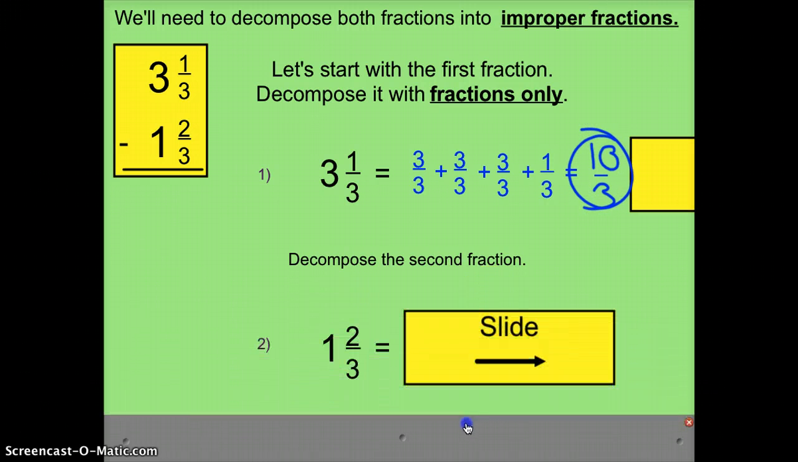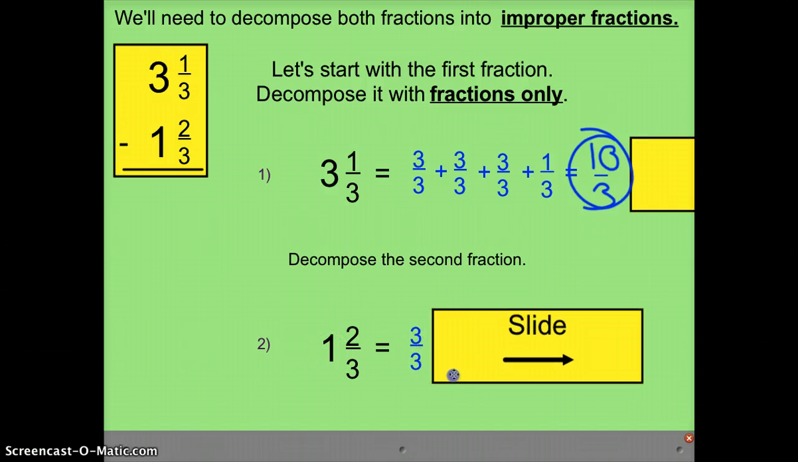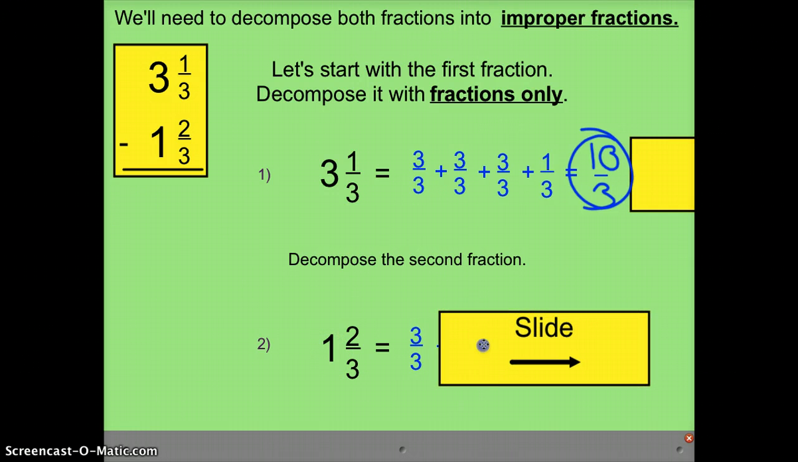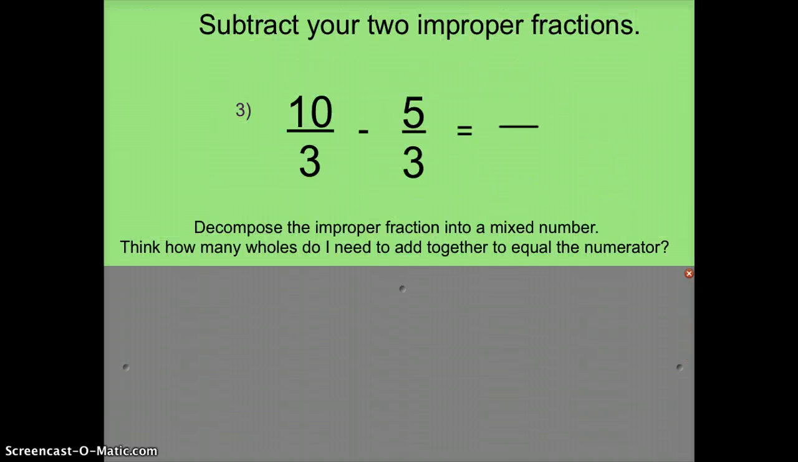I'll decompose the second fraction. I have 3/3 as my whole, and I'll have one of those. So 1 whole of 3/3. 1 whole plus 2/3 equals 5/3. I'm also going to use this later. So I've got 10/3 and 5/3. I'll subtract those. This is a subtraction problem. 10/3 minus 5/3 equals 5/3.